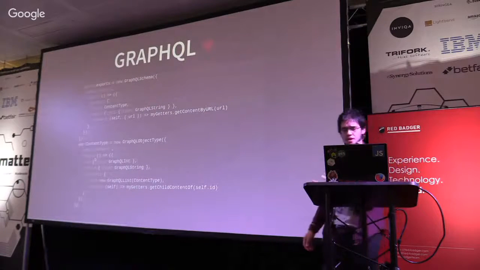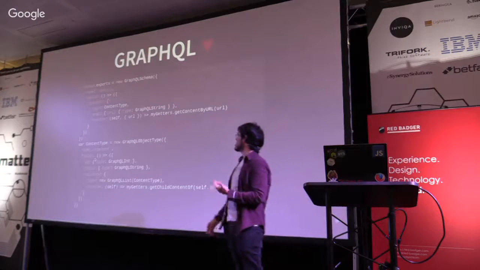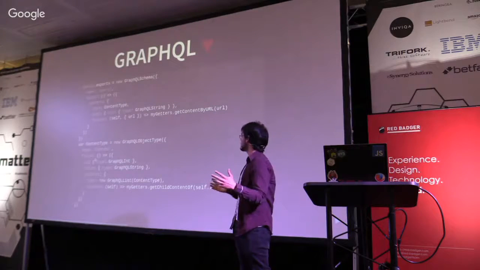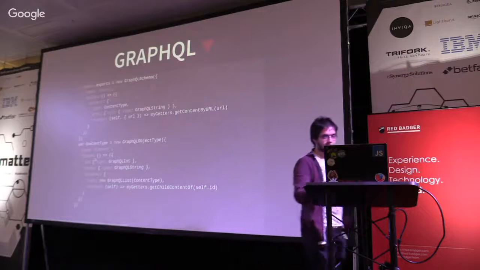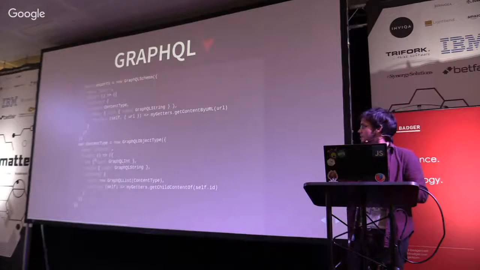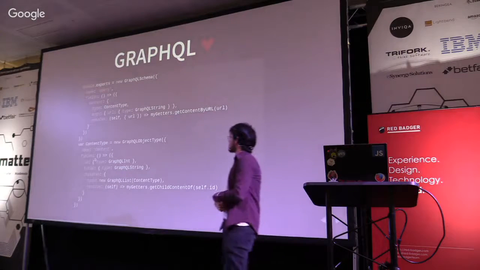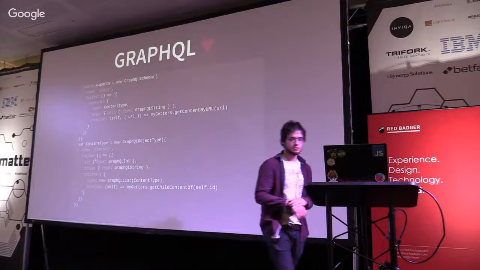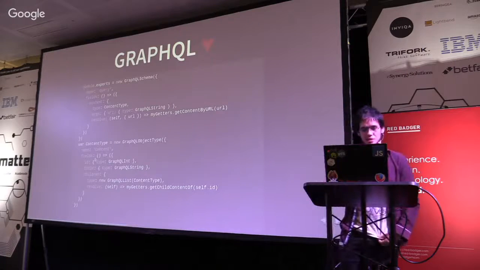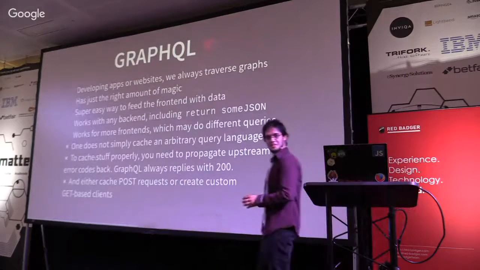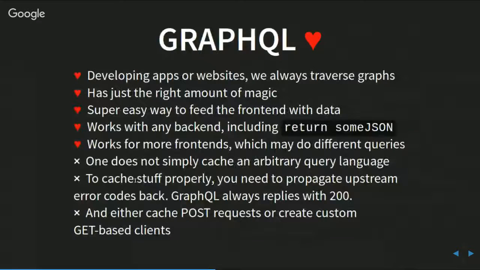And then you build the schema, which is super cool. I have no idea why this DSL is so complicated, but you get the idea. And it's really easy to create a GraphQL server on top of pretty much anything. You can return JSON, you can talk to MySQL if you like to go down. So yeah, we always traverse graphs. GraphQL seems to have the exact amount of magic that I personally want in a library. It's some magic, not too much magic.